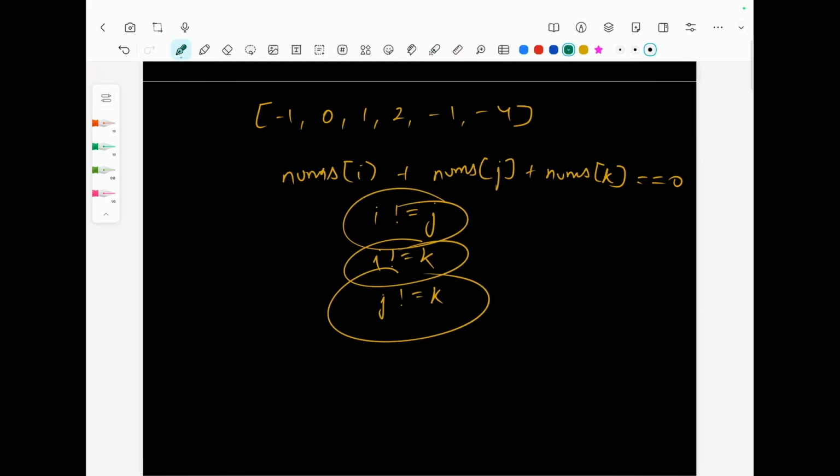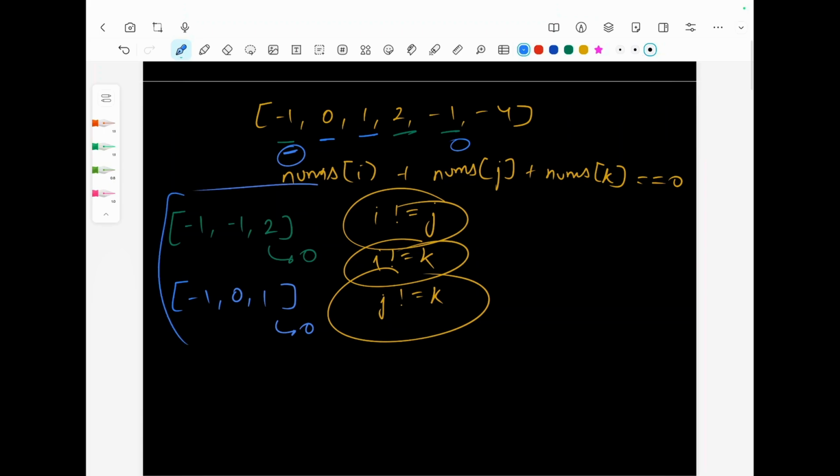Means in this problem if you take -1, -1 and 2, the sum is 0. So we made one array which has sum 0. Now you cannot take this same array again because it will create a duplicate, so we have to avoid duplicates also. The next possible array we can make is -1, 0 and 1. So 0, 1 and -1, this one or this one does not matter. So we were able to make another array. Now if you try to make another array which gives you a sum of 0, it is not possible in this example. So you have to return both of these arrays.